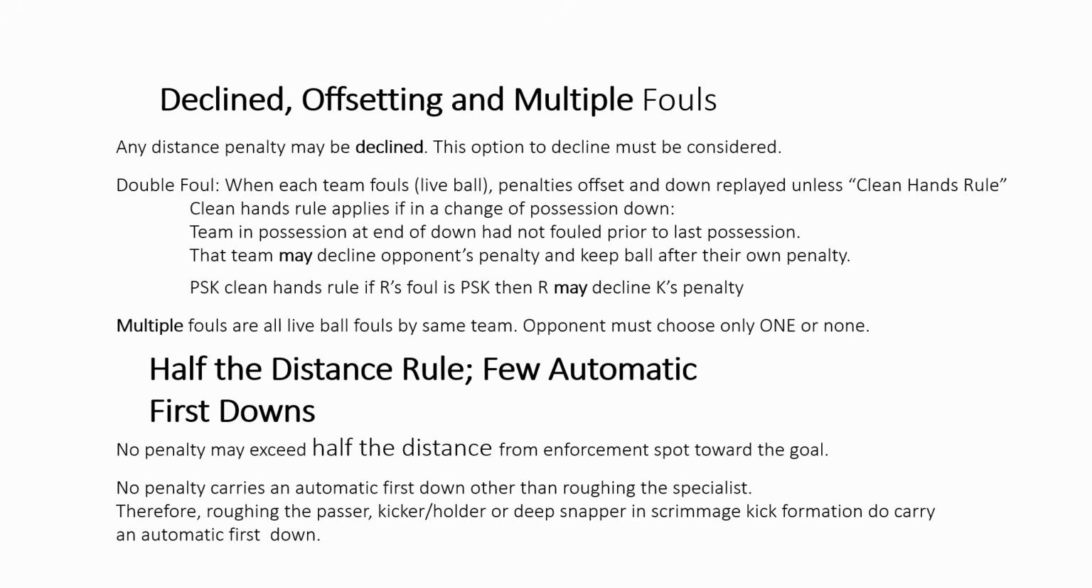Also, there are very few automatic first downs in Federation football. In fact, no penalty carries an automatic first down other than roughing the specialist, and the specialists are the passer, kicker, holder, or deep snapper in scrimmage kick formation. So if you have roughing the passer, for example, that would be an automatic first down. But just a general personal foul would not be an automatic first down.